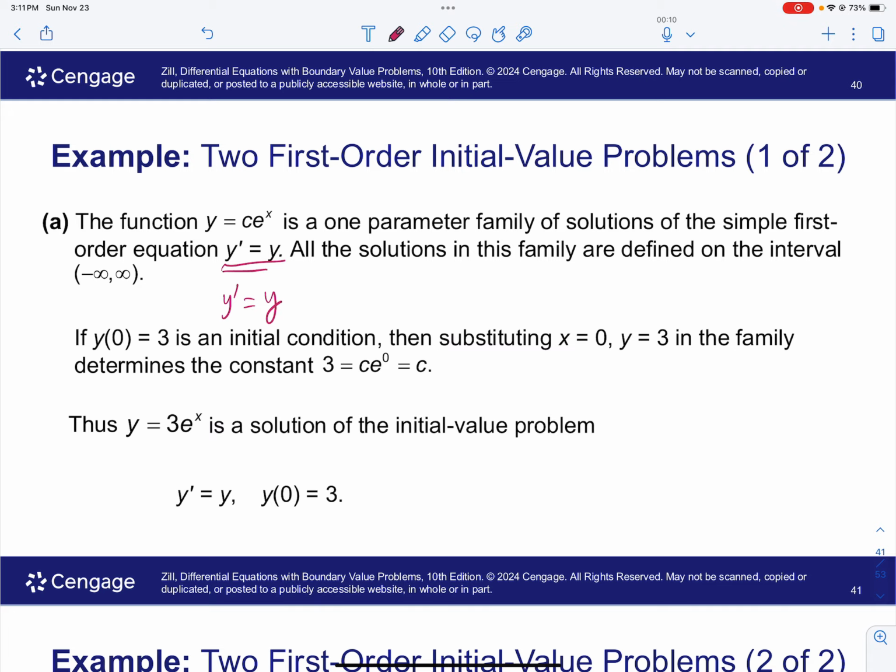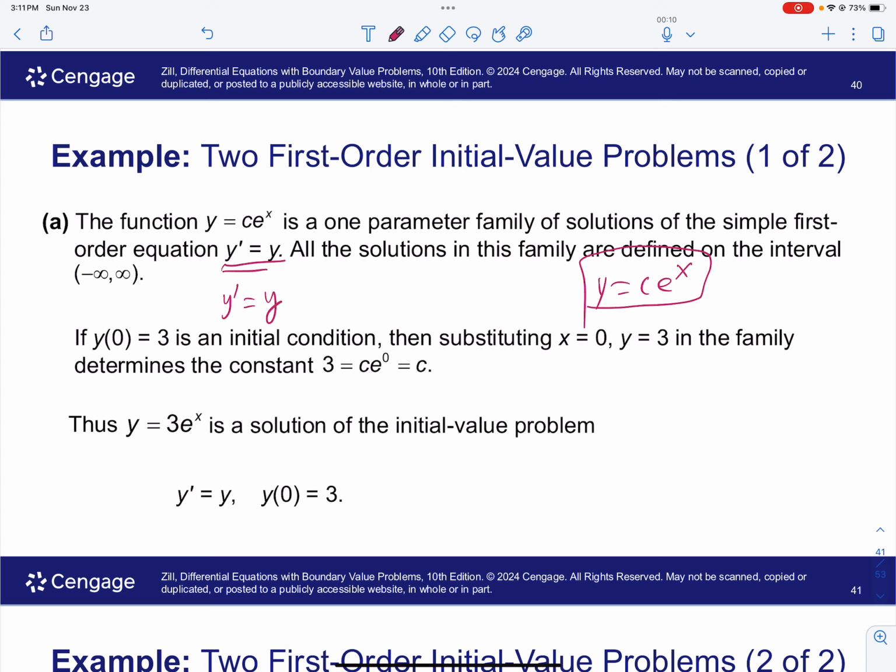Oh, you do not need to know this. I only wanted to give you an easy example. Are you guys with me? We will learn how to solve this later on. So y equal to ce to the x is a 1 parameter family of solutions. Are you with me?